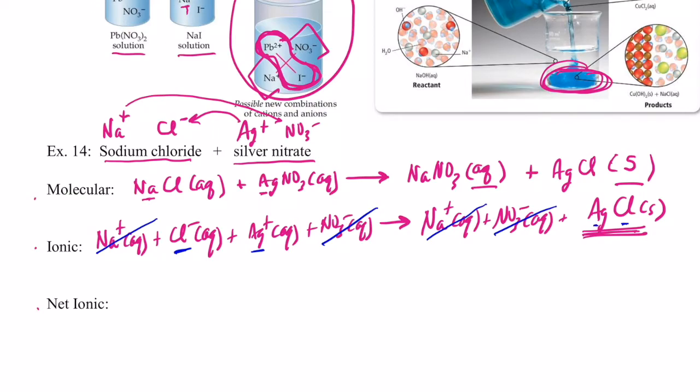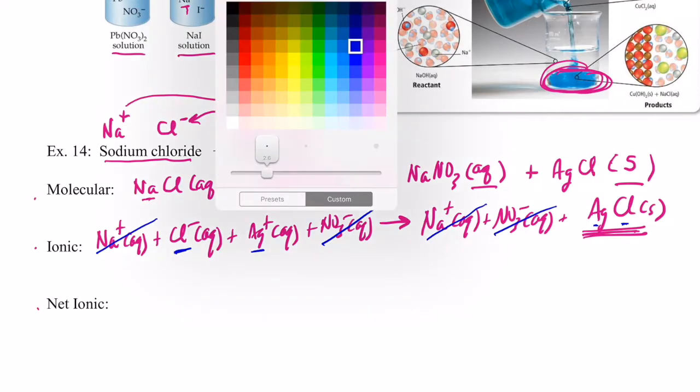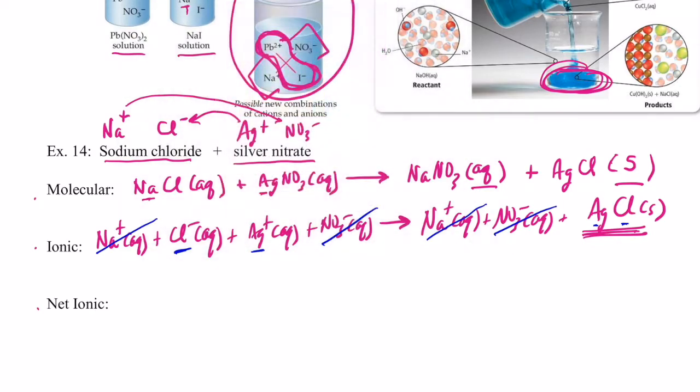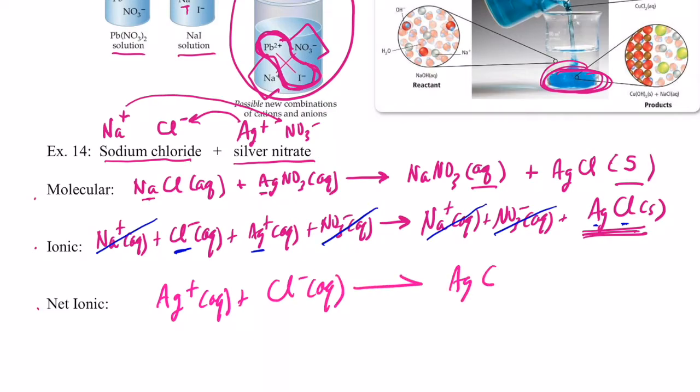So they are not spectators. So I include those in my net ionic. So let's go back to my pink color and write my net ionic, which would involve everything that I did not cross off. And I always put the positive one first. So we have Ag+ (aq) reacts with Cl- (aq) to form AgCl solid. And this is called my net ionic equation. That's what actually happens during the reaction.